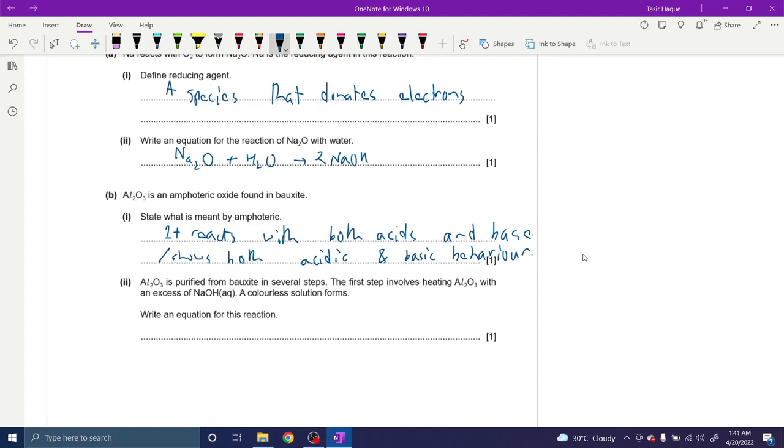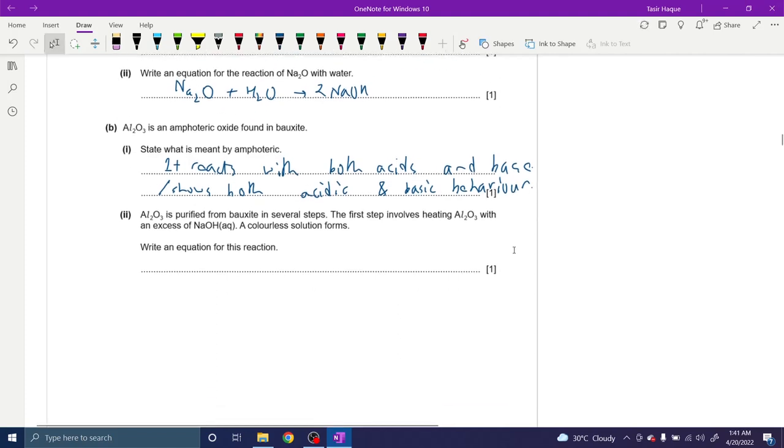Al2O3 is purified from bauxite in several steps. The first step involves heating Al2O3 with an excess of NaOH. A colorless solution forms. Okay. So we're gonna heat Al2O3, an amphoteric oxide, with a base. So we know that Al2O3 has the capacity to react with both acids and bases, so this will be a feasible reaction. This is a possibility.